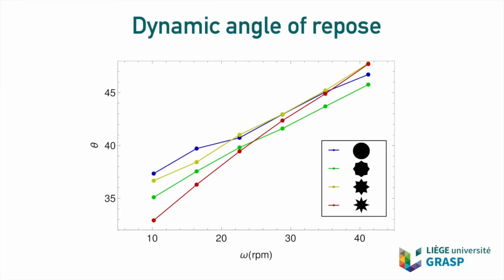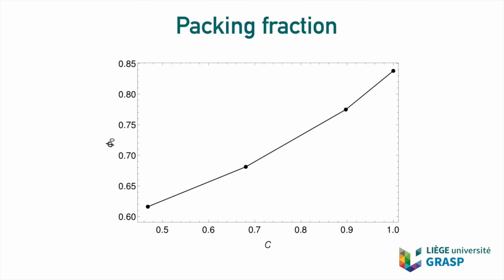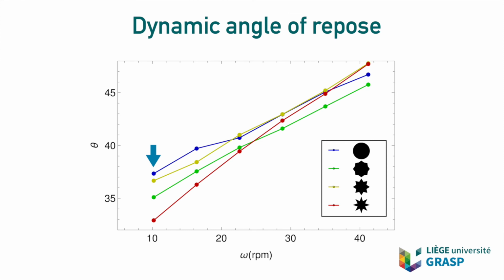Finally, if we come back to the measurement of the dynamic angle of repose, we also see at low rotation speed that the angle is larger with circular grains. To explain this effect, we measured the packing fraction at rest as a function of the circularity of the grains, and we can see that the circular grains reach the highest packing fraction. At low rotation speed, the angle is therefore larger for circular grains due to interparticle locking.